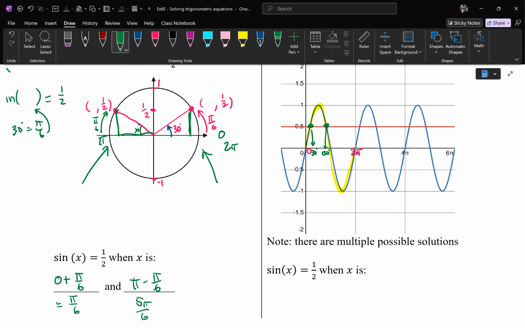But I can see that obviously there are many more cycles. There's another 2 over here, there's another 2 over there, and it will keep going. That's why they have to specify a domain. Otherwise, there are infinitely many solutions.